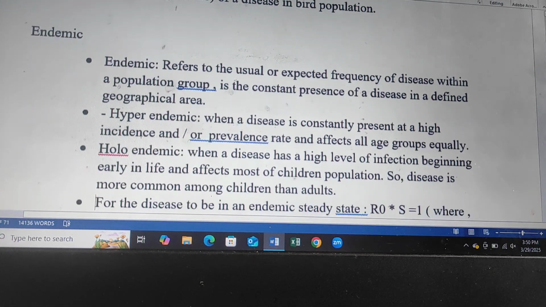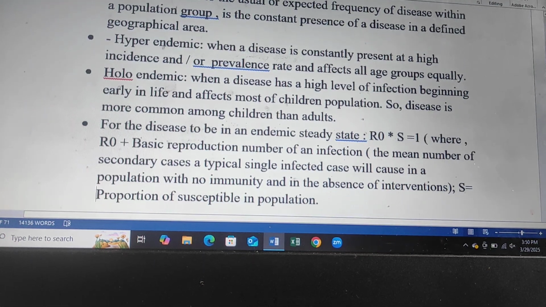Endemic refers to the usual or expected frequency of disease within a population group; it is the constant presence of disease in a defined geographical area. Hyperendemic: when a disease is constantly present at a high incidence or prevalence and affects all age groups. Holoendemic: when a disease has a high level of infection beginning early in life and affects most of the children population. So the disease is more common among children than adults.